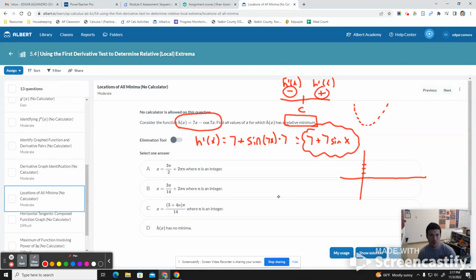So 1, 2, 3, 4, 5, 6, 7. All right, I knew this graphing would come in handy one day. So midline at 7. Sine does something like this, doesn't it? And if its amplitude is 7, then it's going to go up to 14. If that's 7, up to 14 and down to 0, right? And so on and so forth.